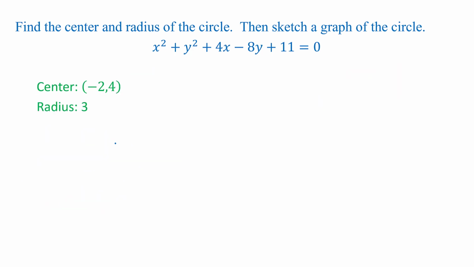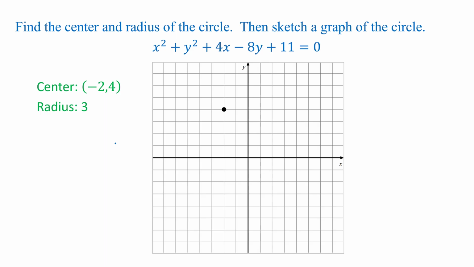To graph the circle, the first thing I would do is to plot the center of (-2, 4). Given a radius of 3, I want to extend out from the center in every direction a distance of 3, connect the resulting points, and here we have the circle.